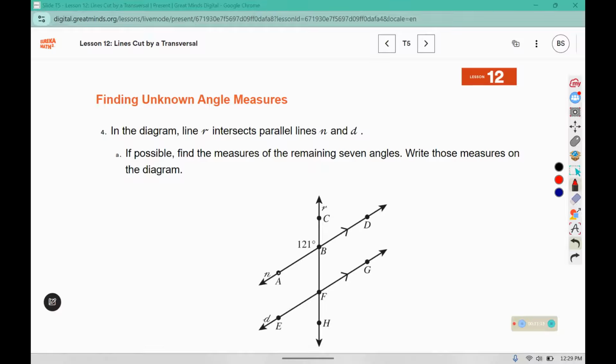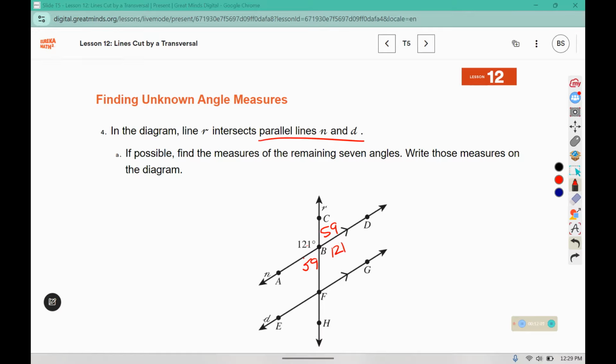So I see here that there is a straight line, and I know that straight angles are 180 degrees. We already have a piece that's 121 degrees, so whatever remains is going to be this angle over here, and that is 59. So 59 is this angle CBD, which also is a vertical angle with ABF. So this one is also 59. These two are vertical angles, so this is 121.